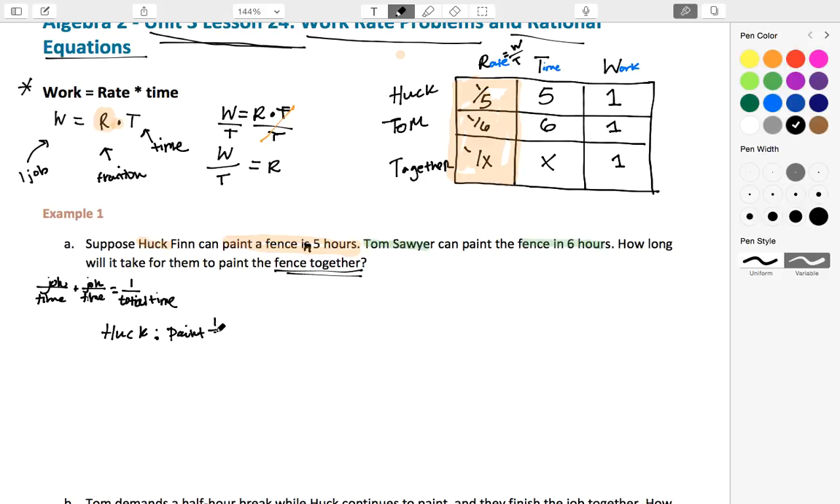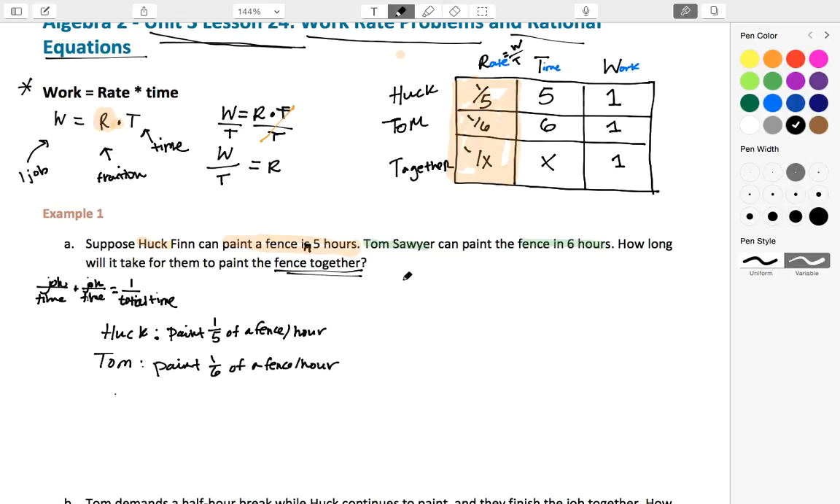Paint 1/5 of a fence per hour. And we can say for Tom, he can paint 1/6 of a fence per hour. Okay, so we want to figure out, again, the total, which is represented as 1/x.